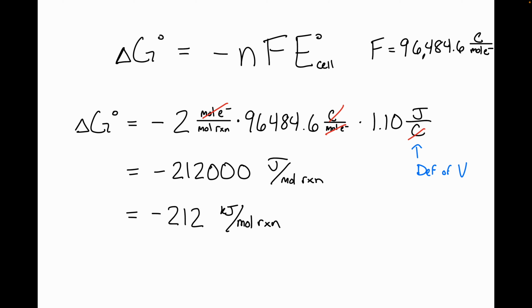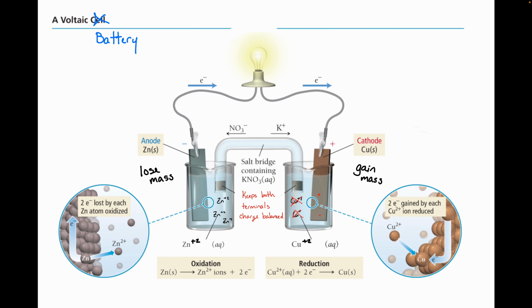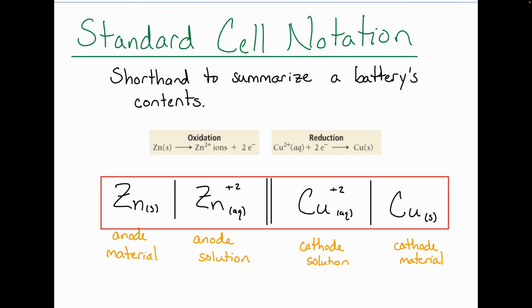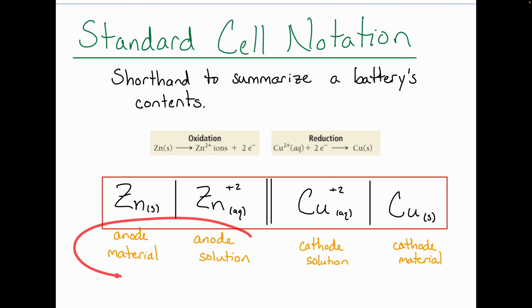Cool. All right, so we have our redox reactions. If we take those redox reactions and we physically separate them into 2 chambers, as long as we connect that chamber by a wire, those electrons have a path to flow through, and that's how we create a battery. We can summarize the contents of a battery in this standard cell notation, where we summarize our anode material in solution, as well as our cathode material in solution.